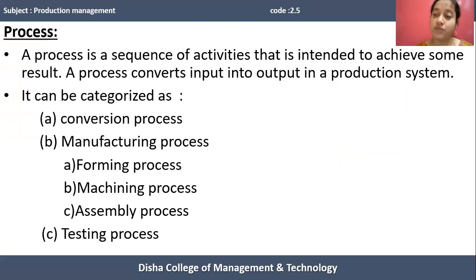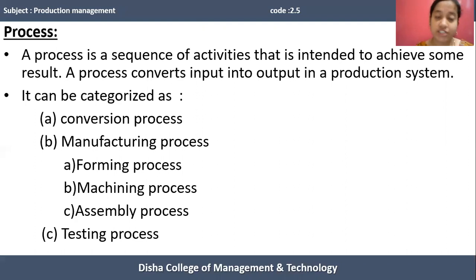Generally, by using a particular process, the manufacturer converts various inputs into output. A process can be categorized into three categories. First one is the conversion process, second one is the manufacturing process, third one is the testing process. In conversion process, the manufacturer simply converts the raw materials into finished goods. Means, take the example of steel manufacturing. In the steel manufacturing industry, the iron ore is simply converted into iron sheets and then to steel sheet.